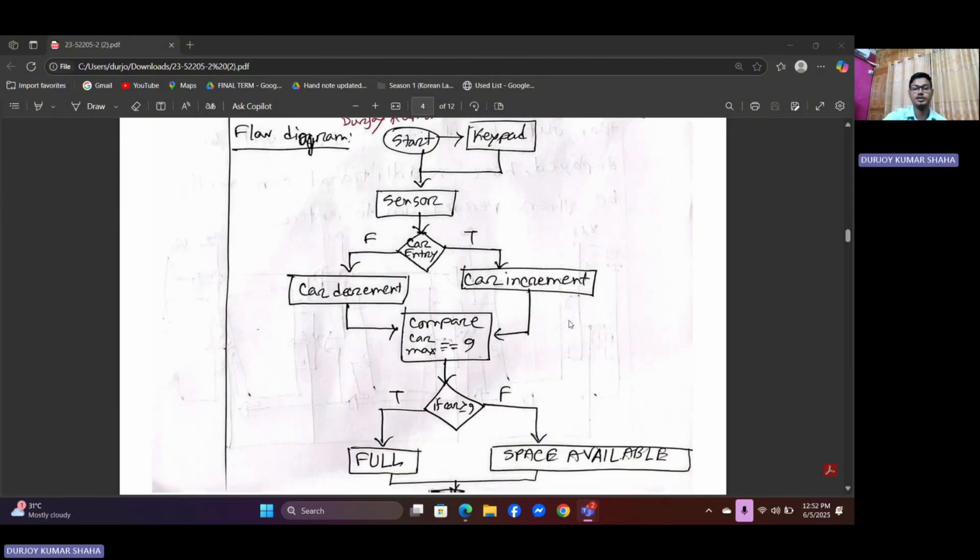In the flow diagram, the system starts with the keypad and the sensors to detect car movement. If a car enters, the system checks if true, it increments the car count. If false, it decrements the count, indicating an exit. Then it compares the car count with the maximum value, which is 9. If the count equals 9, it displays full, otherwise it displays space available. The system helps efficiently manage a small parking lot by using sensors, timers, and logic to show real-time status.